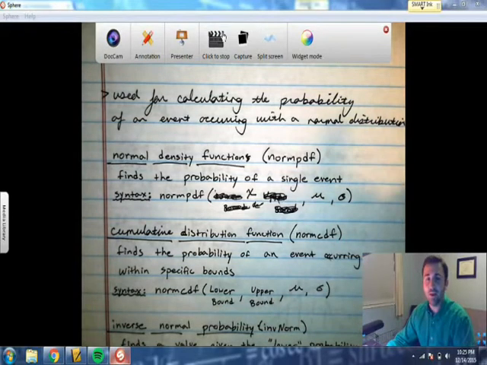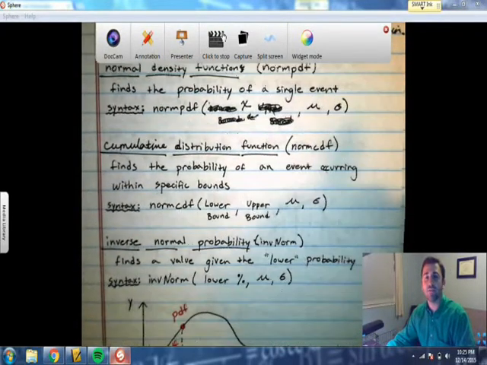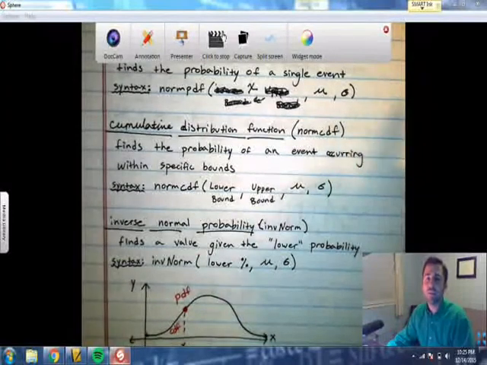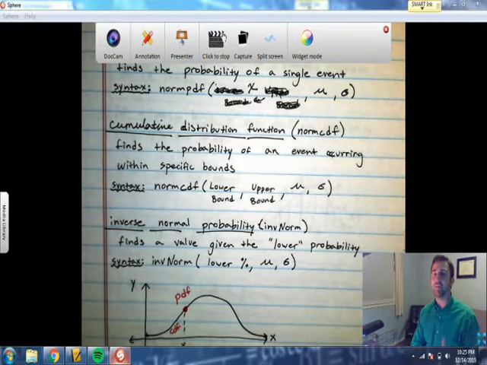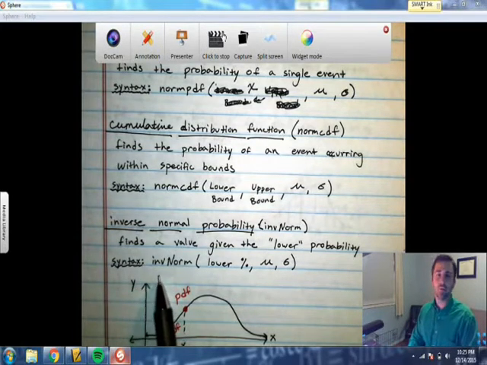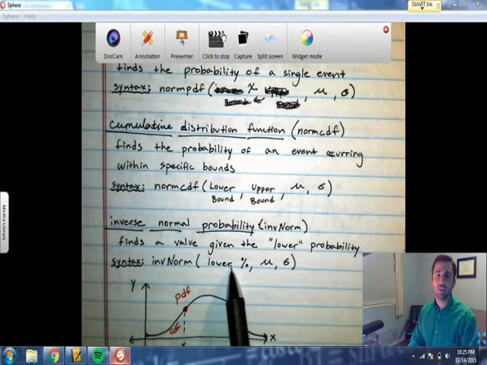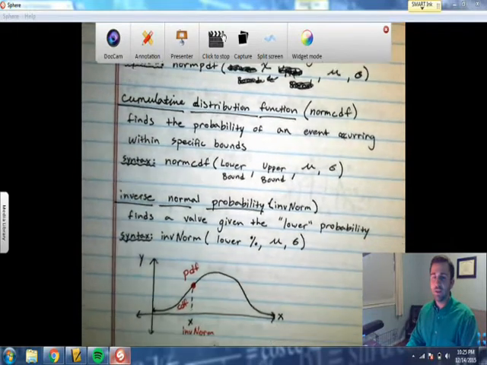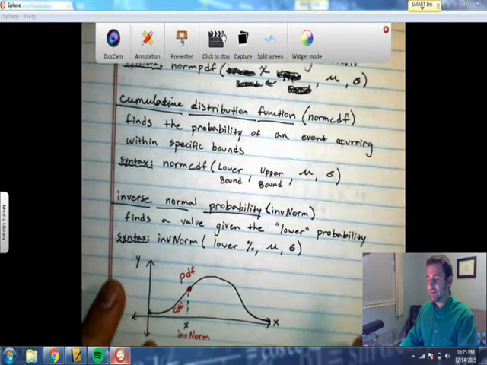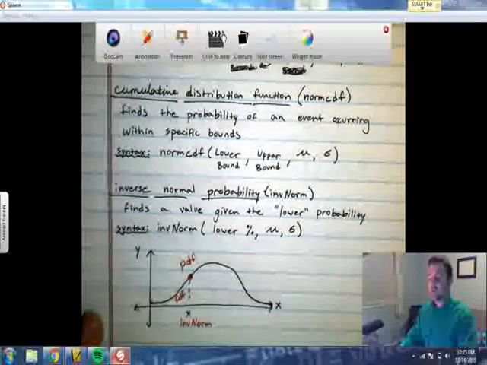The last function that we use is the inverse normal probability. This finds a value given the lower probability. So given the bottom 10%, what score would put us in at that level? The syntax for our calculator would be inverse norm, lower percent, or the lower probability, and mu, and then standard deviation, sigma.